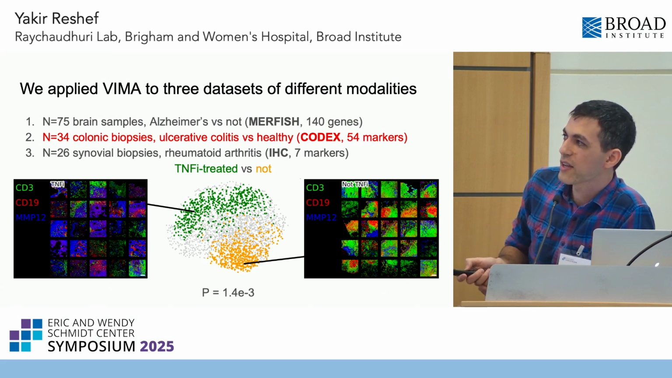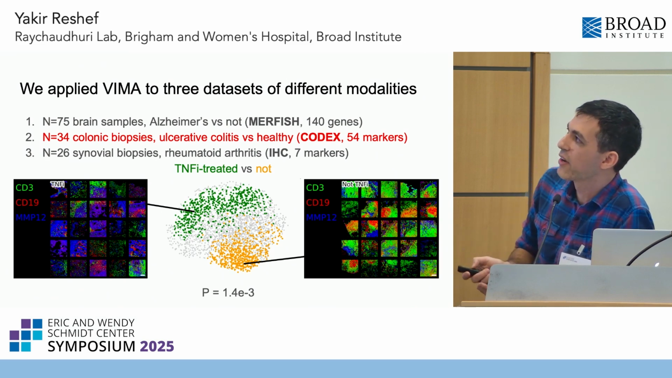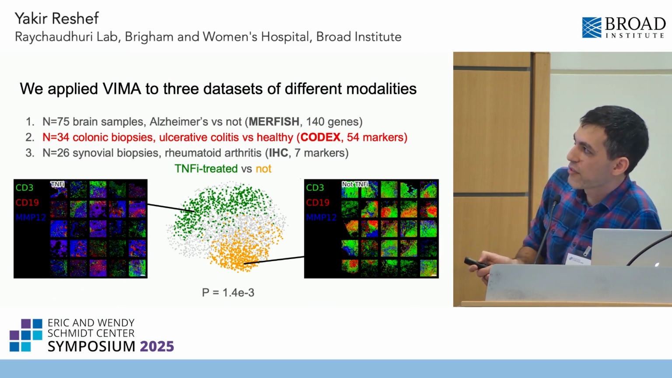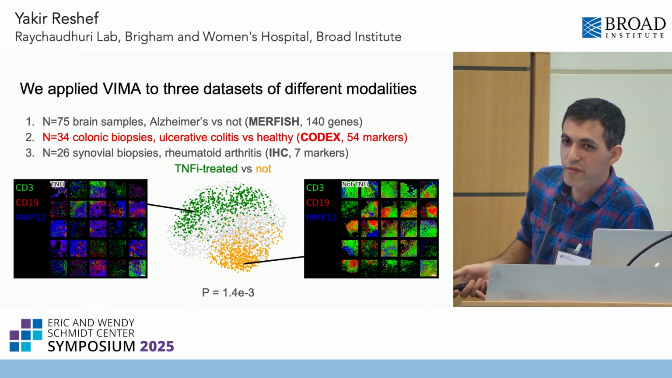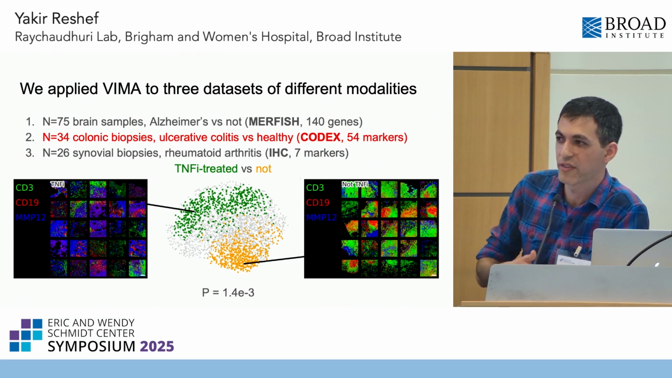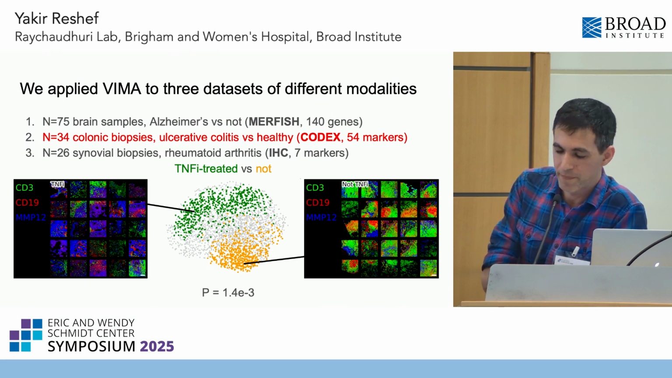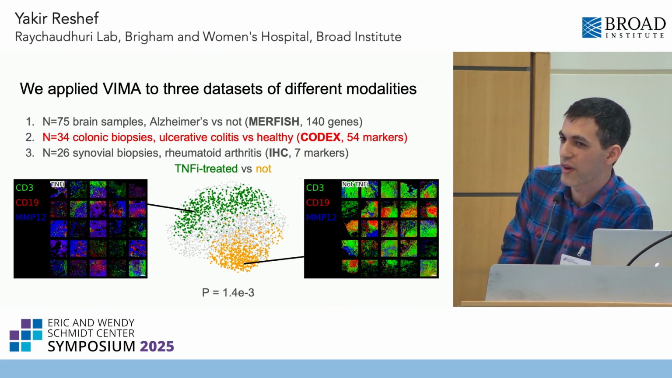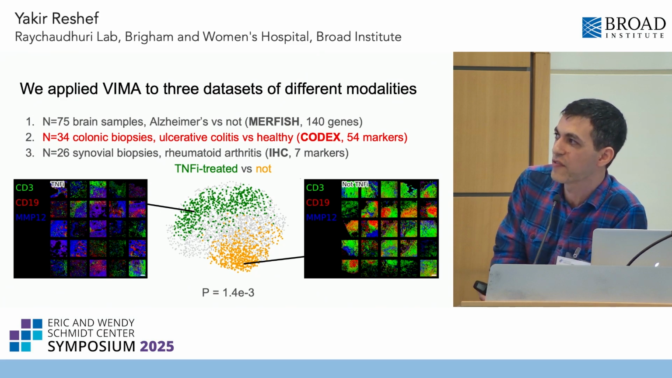So these patches here that VIMA annotates as being typical of patients who are not on a TNF inhibitor have this stereotyped pattern of clumps of B cells, that's the red staining here, surrounded by T cells here in green. These are basically lymphoid aggregates. And these lymphoid aggregates are completely absent in the patches that are annotated by VIMA as being typical of TNF inhibition.